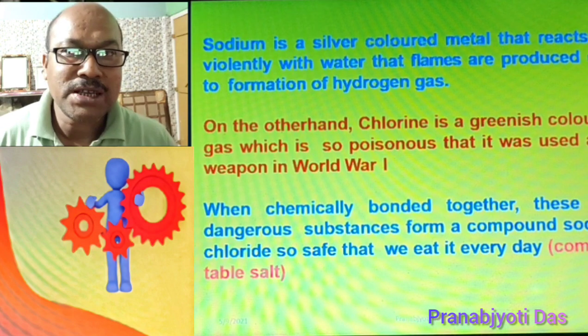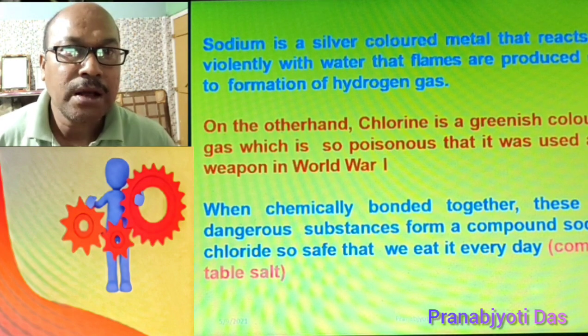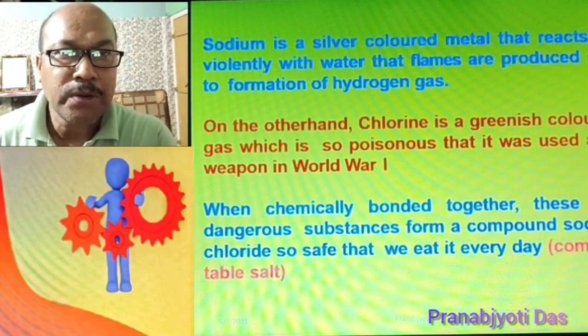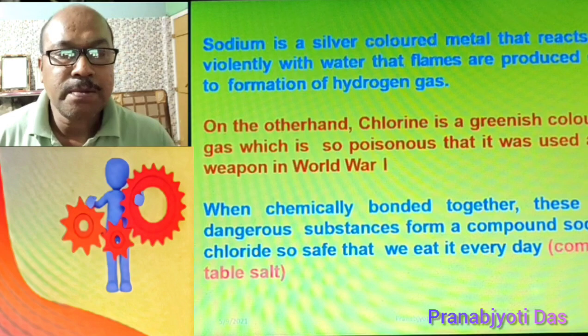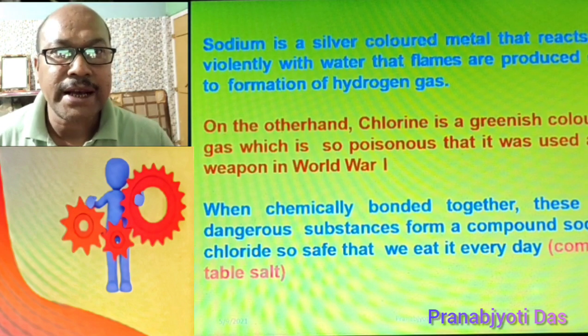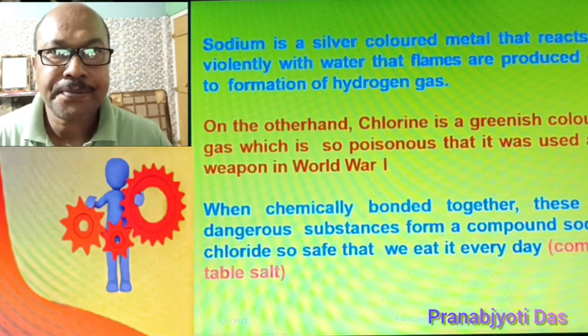It is so poisonous that it can even kill the disease-causing germs that remain mixed in water. So that's why we mix bleaching powder in water. We have discussed this in our second chapter. Because bleaching powder releases chlorine gas, and this chlorine can kill the disease-causing germs present in water.